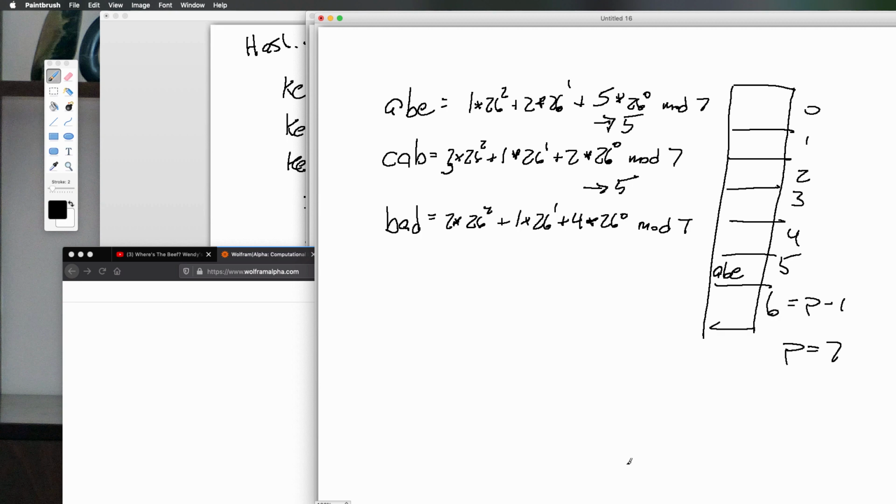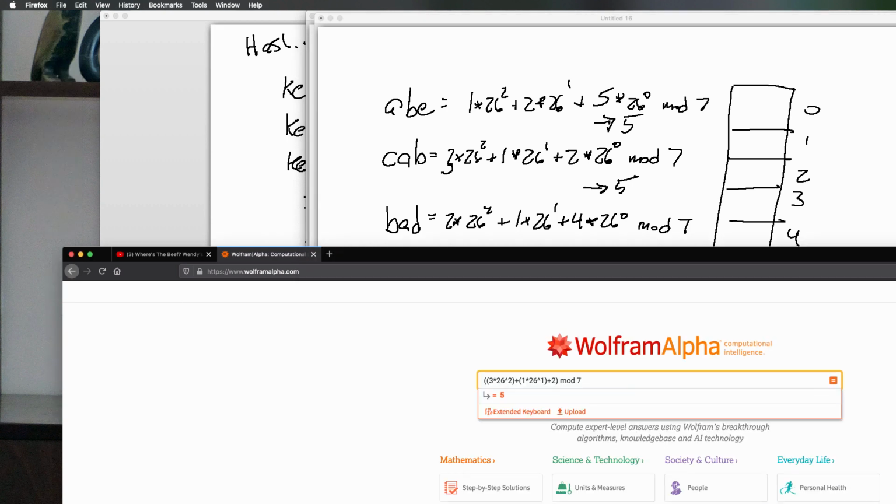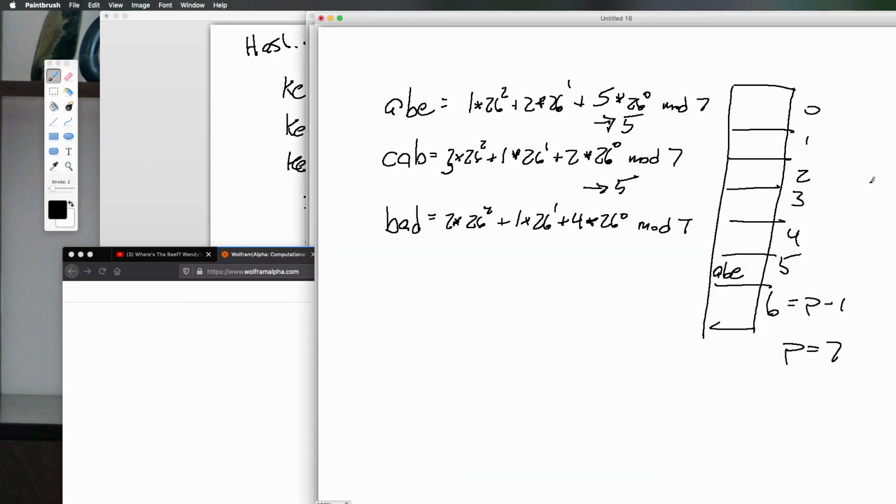And what happens if I put bad in there? I'm going to calculate this. I'm going to make that a 2. I'm going to make that a 1. And I'm going to add a 4. And that goes to 3. So that means that bad would go to here. Okay, but look at this. We had a collision. What to do?